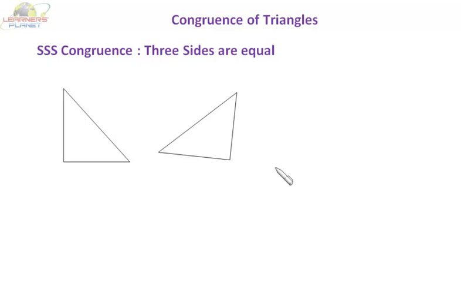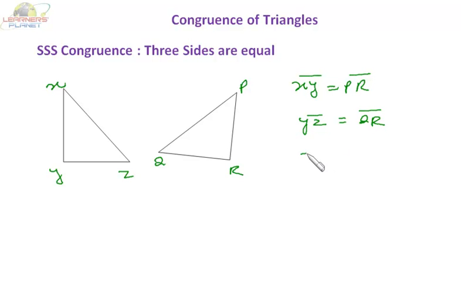That means 3 sides of both the triangles are equal. We see a triangle over here. Suppose it is X, Y, Z, and it is P, Q, R. Now 2 triangles are congruent if the 3 sides of one triangle are equal to the 3 sides of the other triangle. Suppose in this case XY is equal to PR, YZ is equal to QR, and XZ is equal to PQ. So the three sides of this triangle are equal to the three sides of this triangle respectively, or in corresponding way. So we can say that these two triangles are congruent to each other.